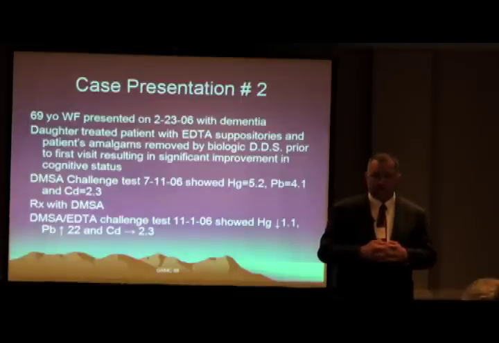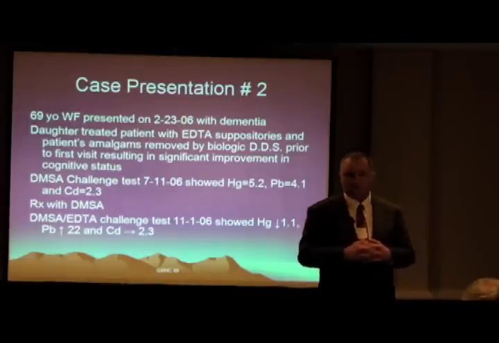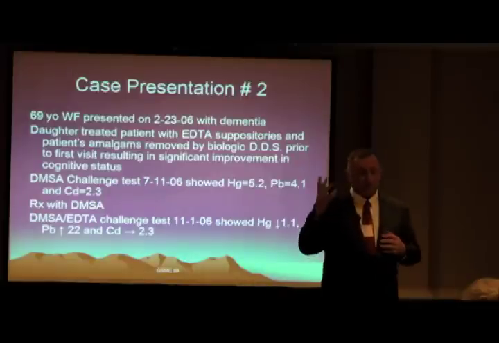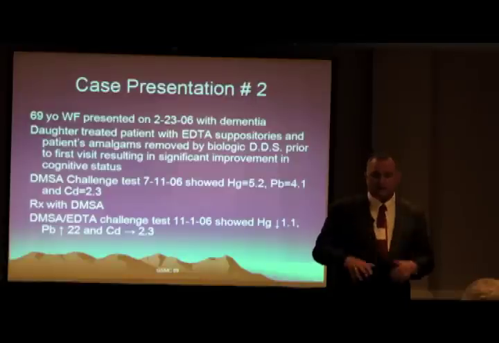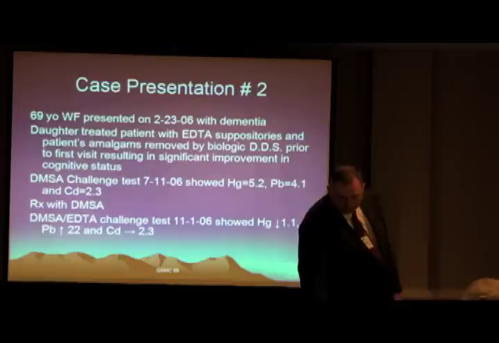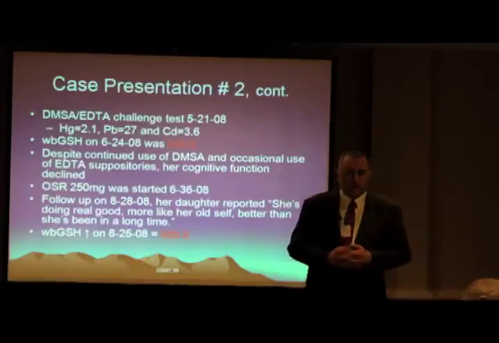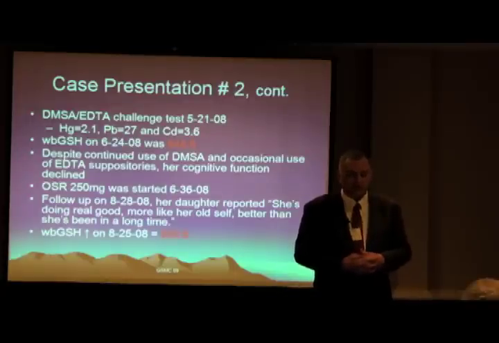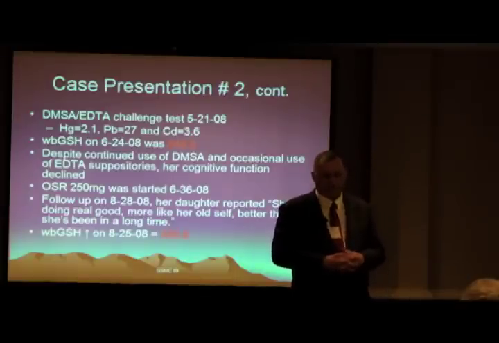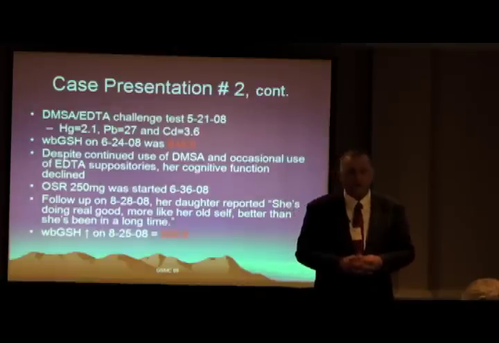Orally, and the DMSA challenge test on 11/1/06 showed her mercury level came down to 1.1, lead went up to 22, and cadmium was 2.3. But of course, the DMSA-EDTA challenge test is a more potent challenge test than DMSA by itself. I did a challenge test on her on 5/21/08. Mercury was 2.1, lead 27, cadmium 3.6. The whole blood glutathione baseline level on 6/24/08 was 646.6 micromoles per liter. Despite the continued use of DMSA and occasional use of EDTA suppositories, her cognitive function continued to decline.